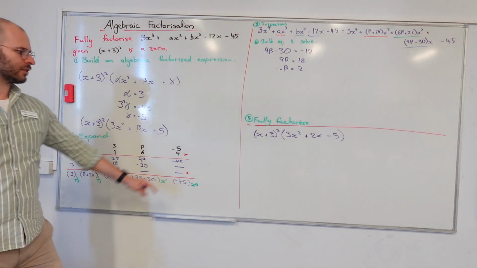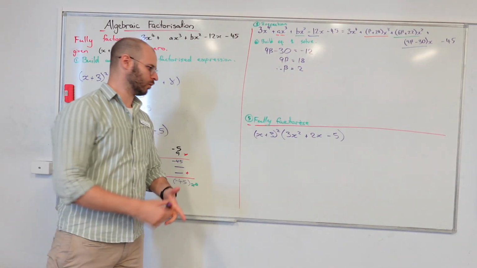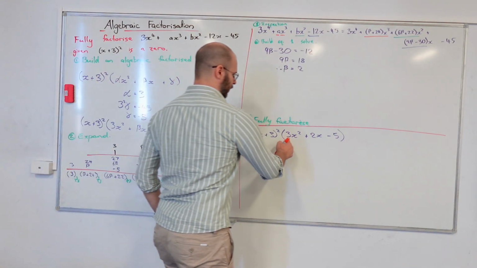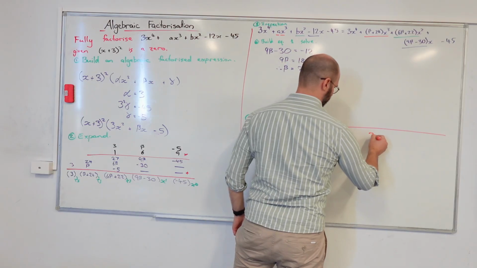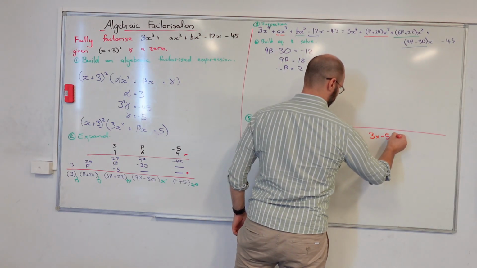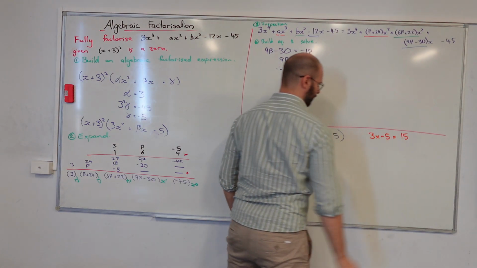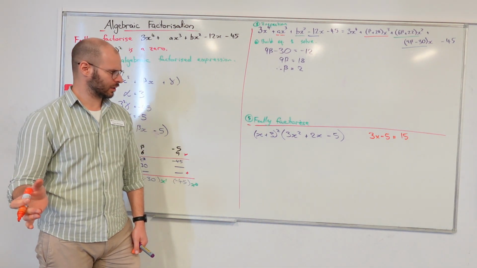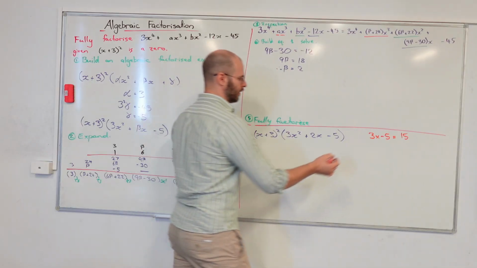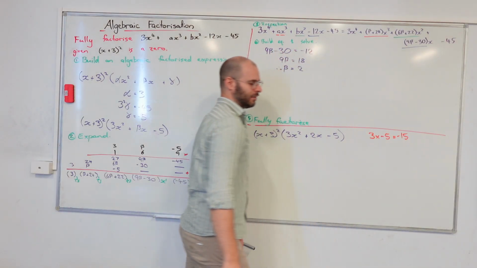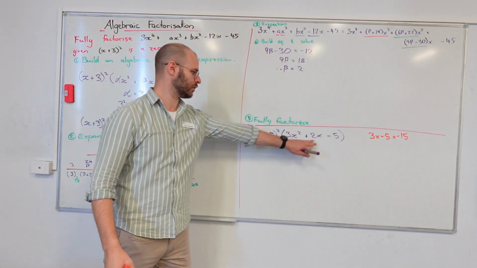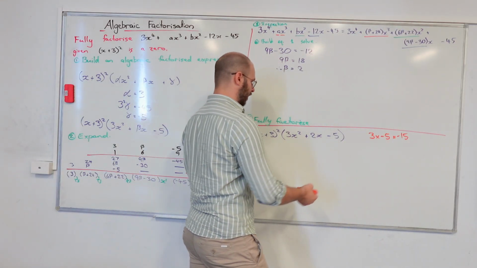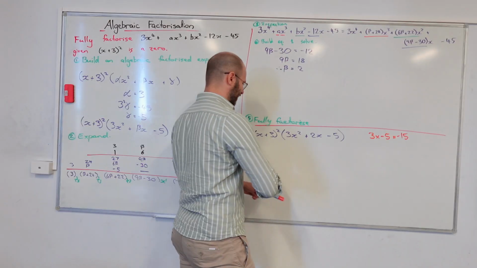Okay, can we factorize this? Yeah. What method do we use? 3 times minus 5 is going to give us negative 15. What 2 numbers multiply to give negative 15 but sum to give 2? 3 and 4. Oh, why did I do that? Oh yeah, because it's 3 and 5. Yeah, that's so smart.